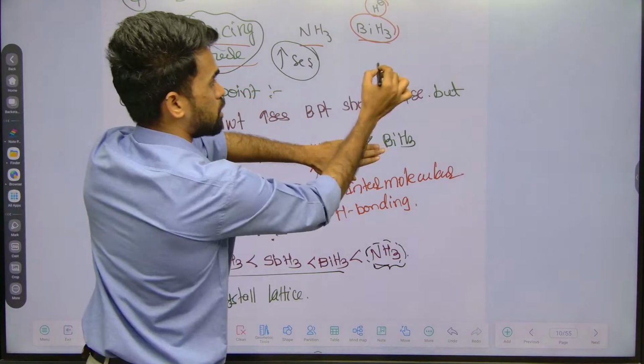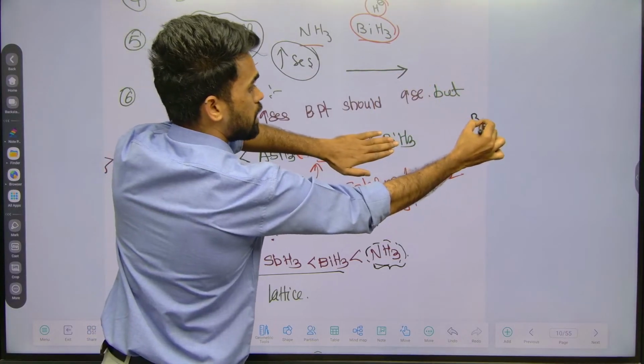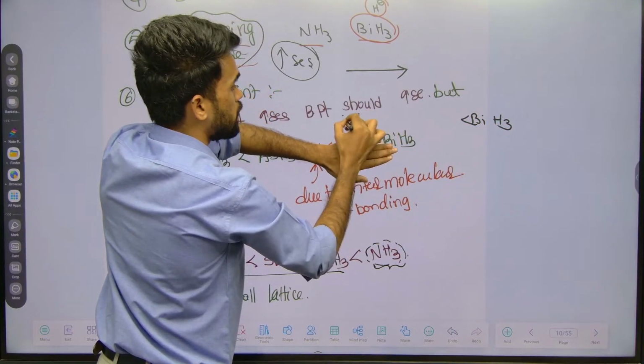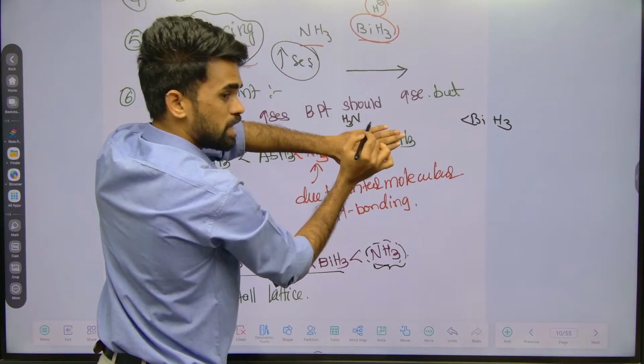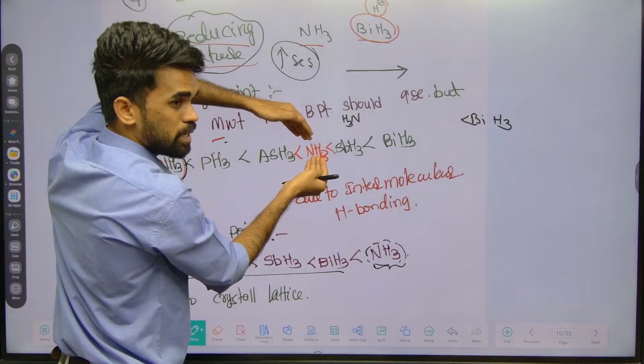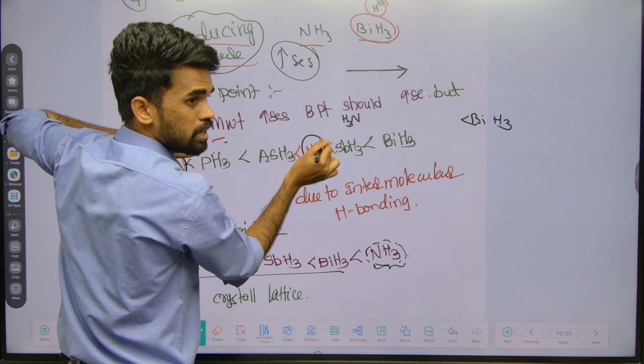What is the normal order? Down the group, what should happen with molecular weight? Increase. So bismuth hydride should have the highest boiling point and the least one should be NH3. But the resultant order is that you bring ammonia and keep it in the middle. Why are we keeping it here? Because of its hydrogen bond.